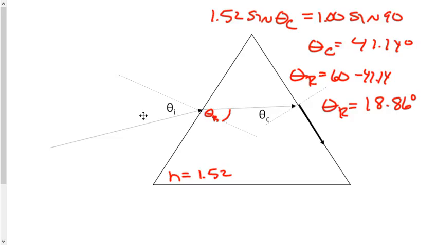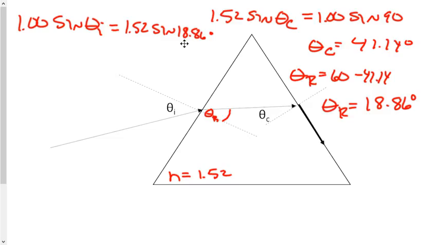All right, so now let's figure out what our angle of incidence would be. We're coming from air, so we're going to say 1.00 times the sine of theta incident is equal to 1.52 times the sine of 18.86 degrees. And solving that, theta incident is going to equal 29.43 degrees. So if this angle is 29.43 degrees, we will then have total internal reflection on this side. And again, that would be parallel to the side.